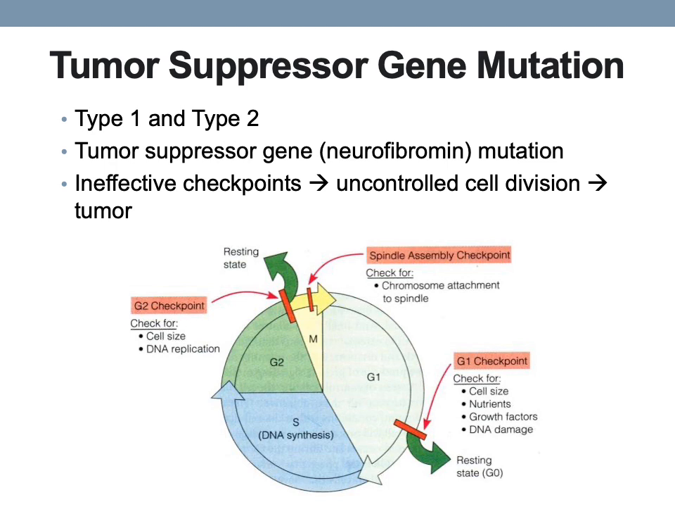Well, in the case of neurofibromatosis, they don't have normally functioning tumor suppressor genes. The tumor suppressor gene that is in question is called neurofibromin, and there's a mutation with that gene, and it causes ineffective checkpoints. And if you don't have an effective checkpoint, it's going to lead to uncontrolled cell division and a tumor.